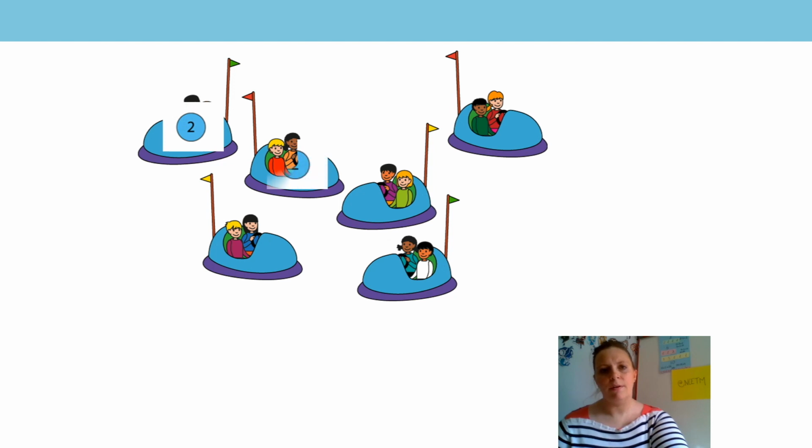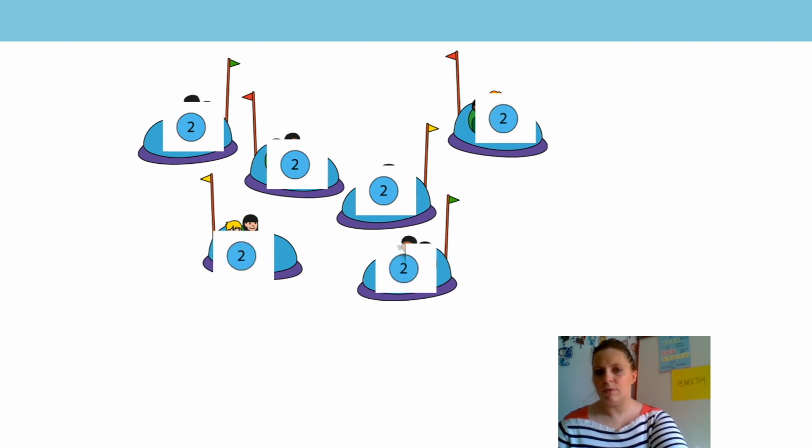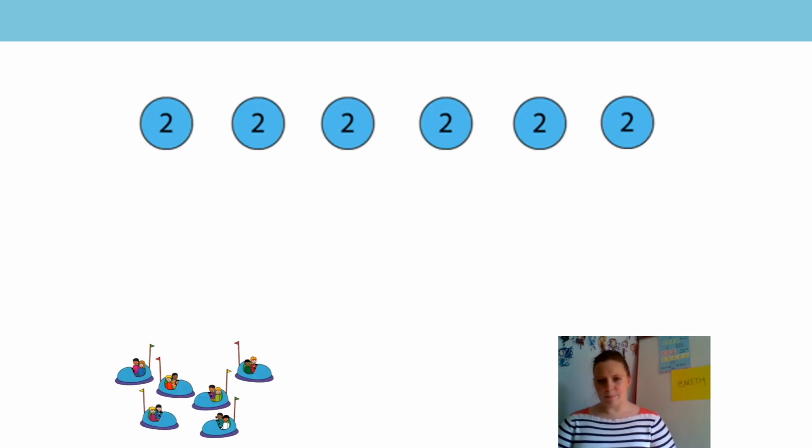Two, four, six, eight, 10, 12. Ooh, 12 is the product. That's the total number of children altogether. But it's still really busy. I do prefer things when they're lined up. I think I'll line all my counters up. Oh, that's better. These counters look so neat, all in a line. Much easier to count and much easier to work with to write our equations. I've still popped my bumper cars down here though, just in case you need convincing that that's where our counters came from.